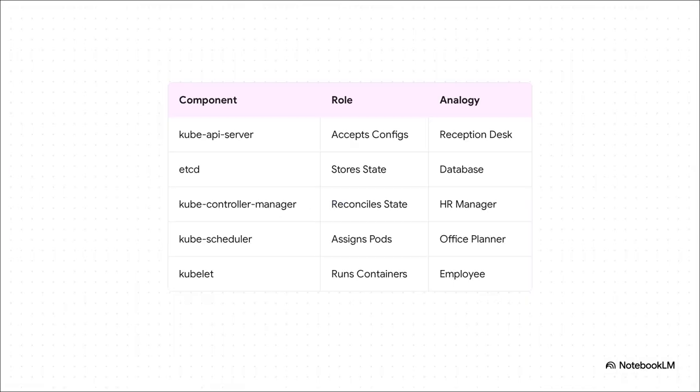Each piece has a clear, distinct responsibility, and that separation of duties is precisely why the whole system is so resilient. This is a pretty handy cheat sheet for the whole team we just met. The API server is your reception desk. etcd is the official company database. The controller manager is like the HR manager, making sure you're properly staffed. The scheduler is the office planner, assigning desks. And the kubelet is the employee who shows up and actually does the work. Each one has a distinct role, and they don't step on each other's toes.